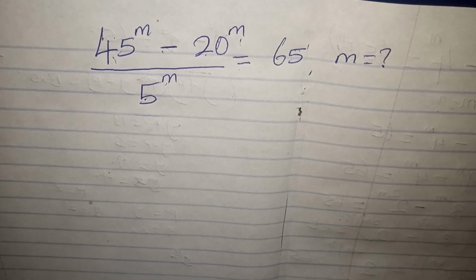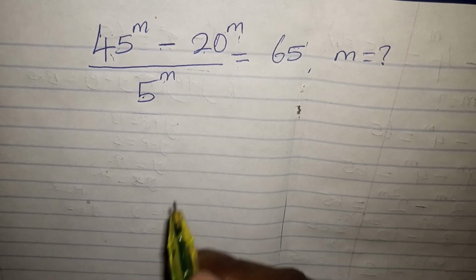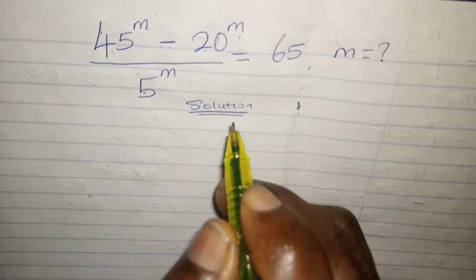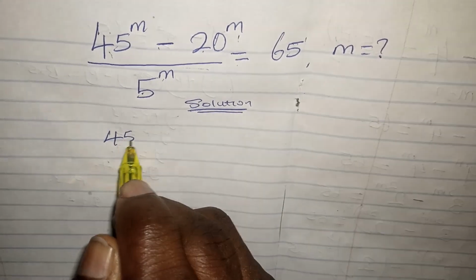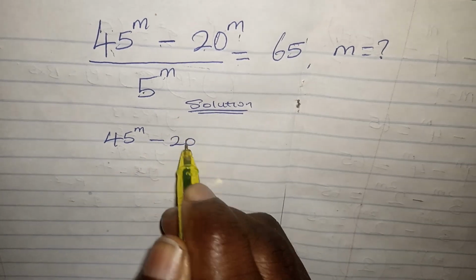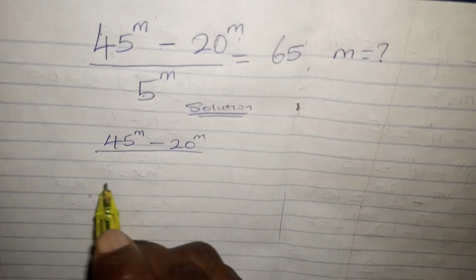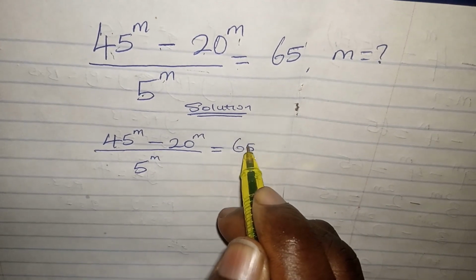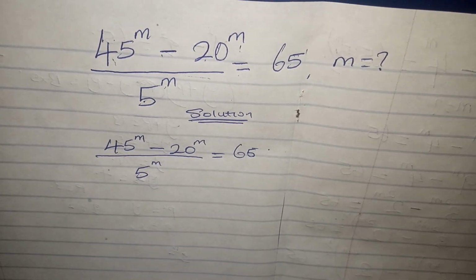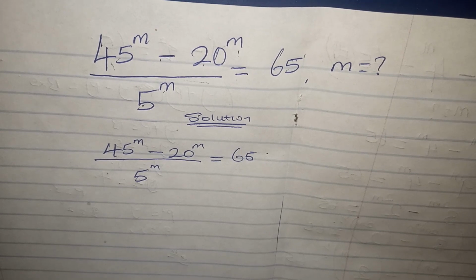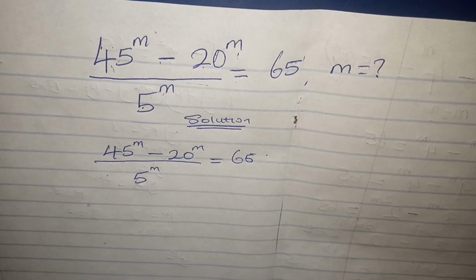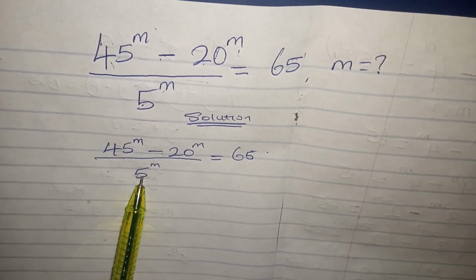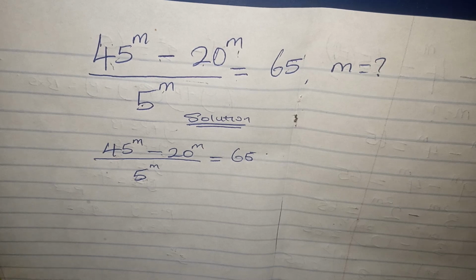So let's see how we can solve this. Solution. Write the question, which is 45 to the power of m minus 20 to the power of m, divided by 5 to the power of m, is equal to 65. What are we simply going to do? We have a numerator and we have a denominator 5 to the power of m.